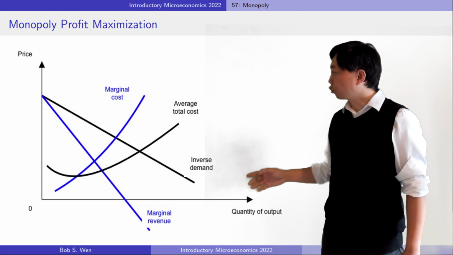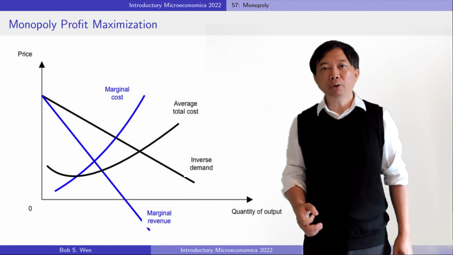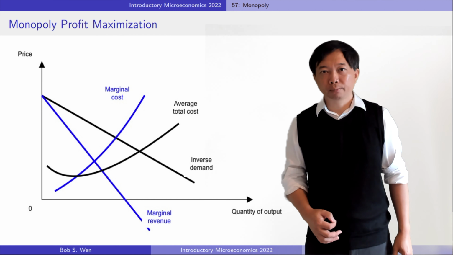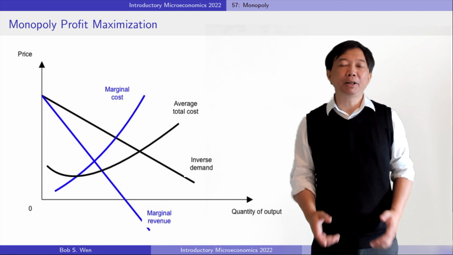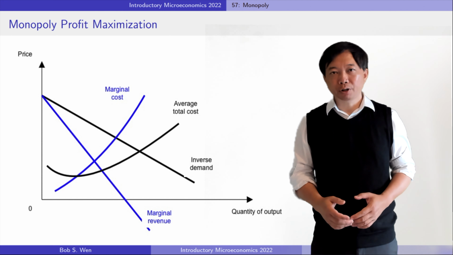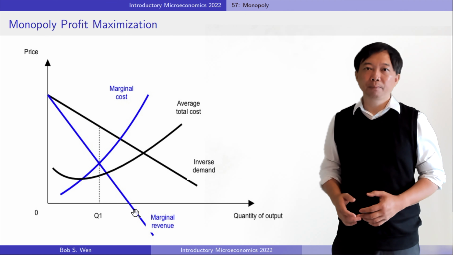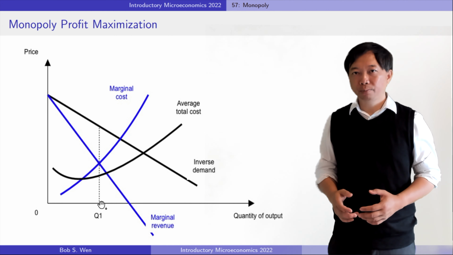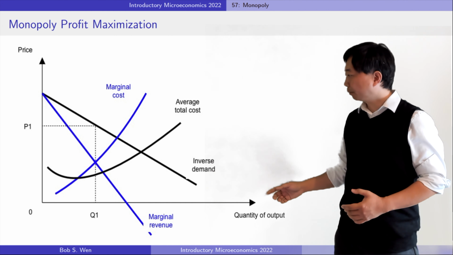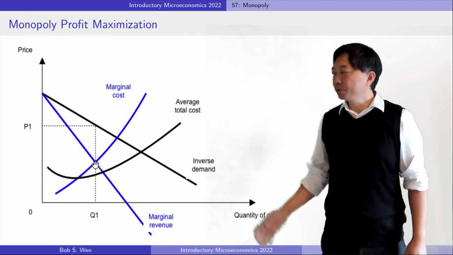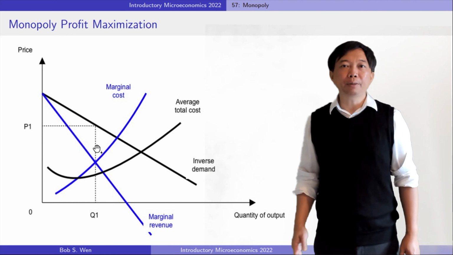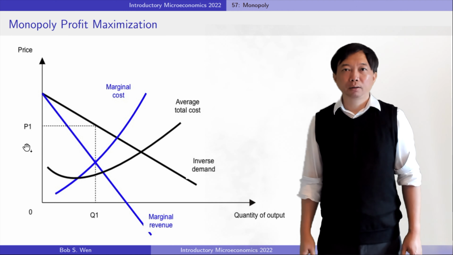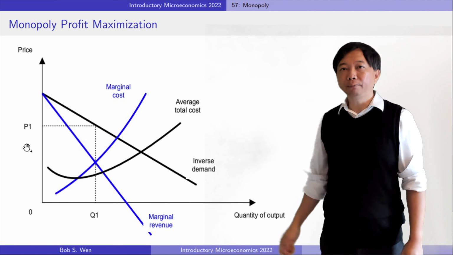The firm's marginal cost curve and average total cost curve are like those we have discussed in previous videos. Like any firm, a monopoly firm maximizes its profit by choosing a monopoly quantity where its marginal revenue is equal to its marginal cost, which is Q1 in this graph. It then uses the inverse demand curve to find the price that will induce consumers to purchase that quantity. The monopoly price is P1.